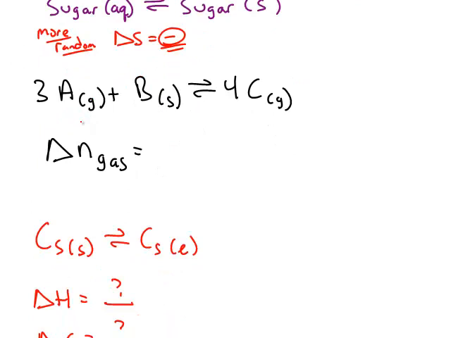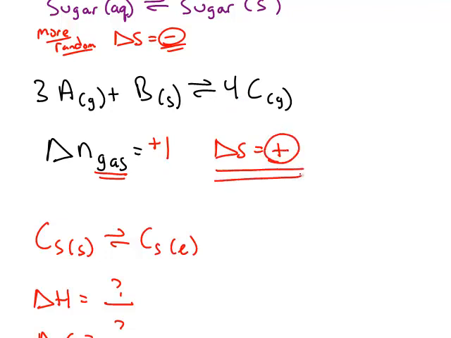Here's a chemical reaction between 3A and 1B makes 4C. Notice we're changing the number of moles of gas. Gases have the largest degree of randomness. They have the most entropy. So in a chemical reaction that involves gases, if the number of moles of gas increases, like it does in this example, then the randomness increases. Delta S will be a positive number.